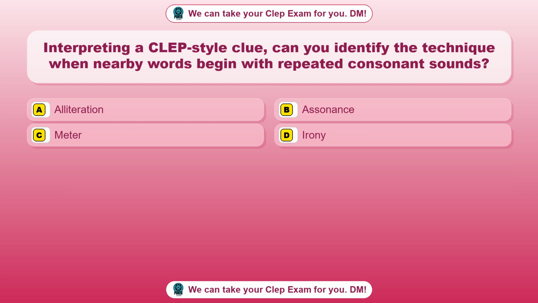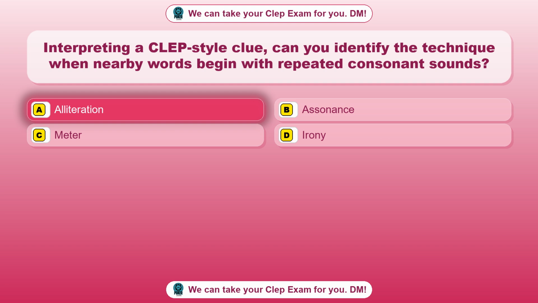Question 45. Interpreting a CLEP-style clue, can you identify the technique when nearby words begin with repeated consonant sounds? Option A, alliteration. Option B, assonance. Option C, meter. Option D, irony. The correct answer is option A, alliteration.